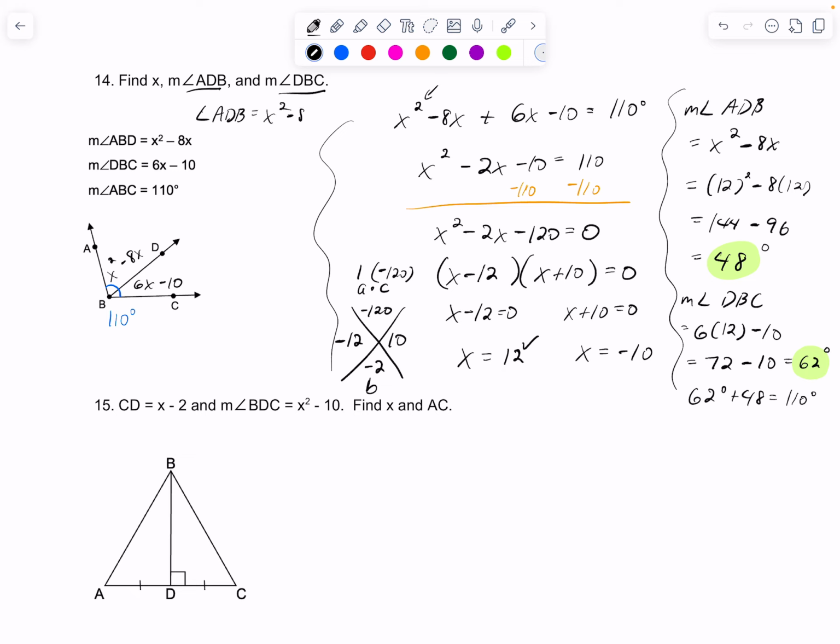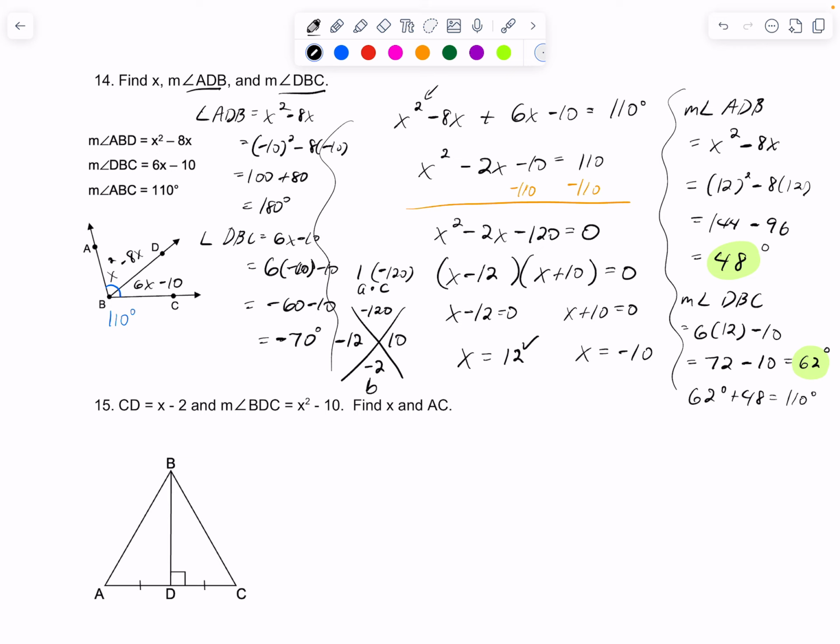Remember, this is x squared minus 8x. Plugging in negative 10 minus 8 times negative 10 is going to give me 100 plus 80, which is 180 degrees. Then angle DBC, sorry about that, DBC is 6x minus 10. That's 6 times negative 10 minus 10. That's going to be negative 60 minus 10, which is negative 70. Now, those numbers do add up to 110, all right, but we don't have a negative 70 degrees here, right, these angles are going to be positive.